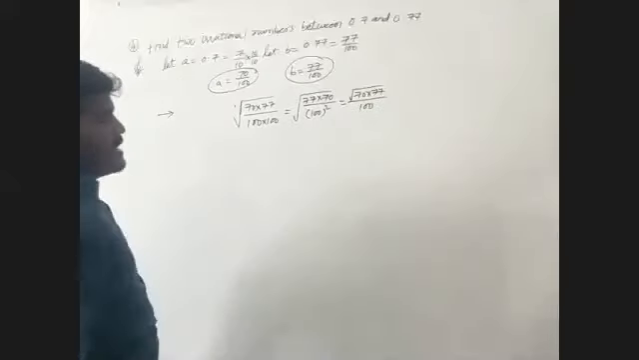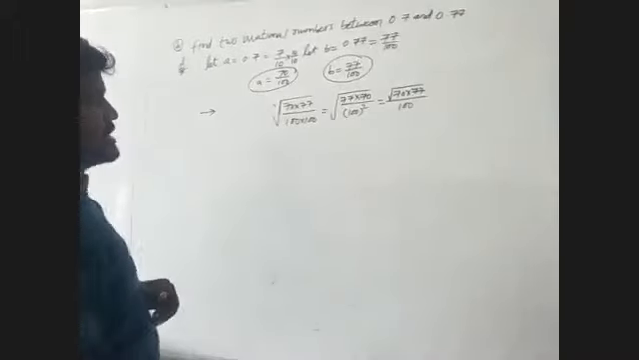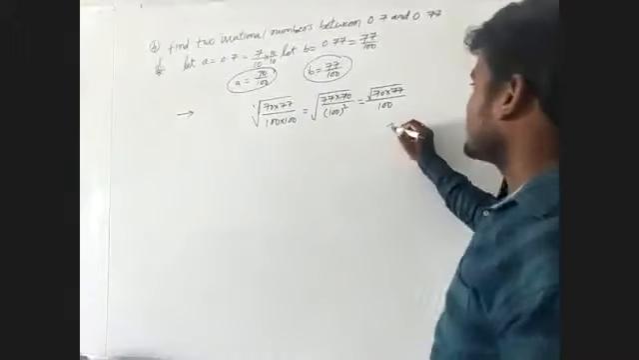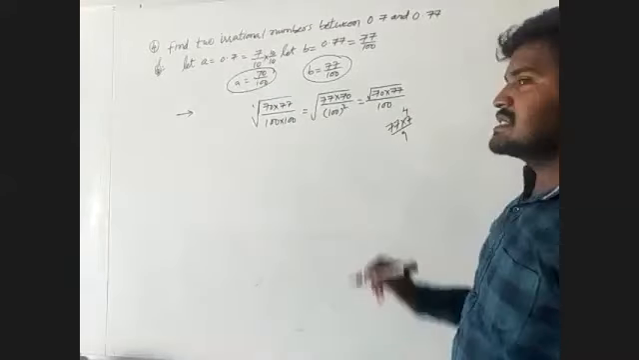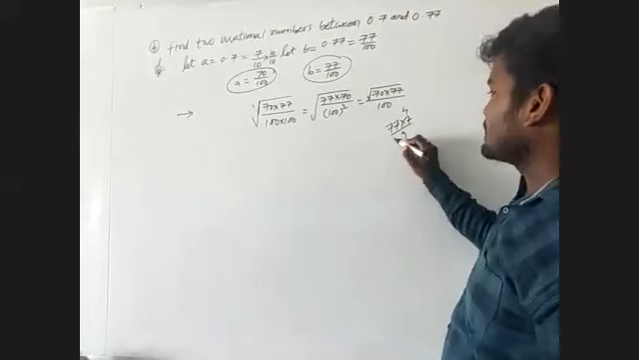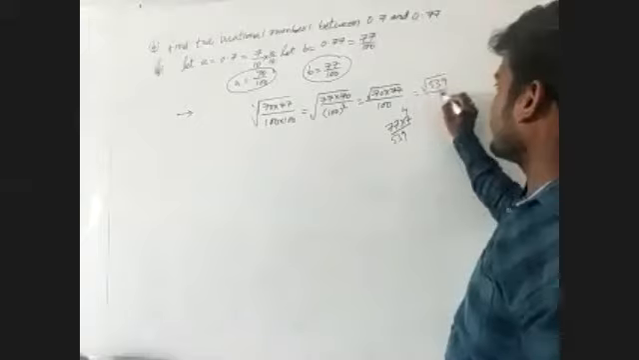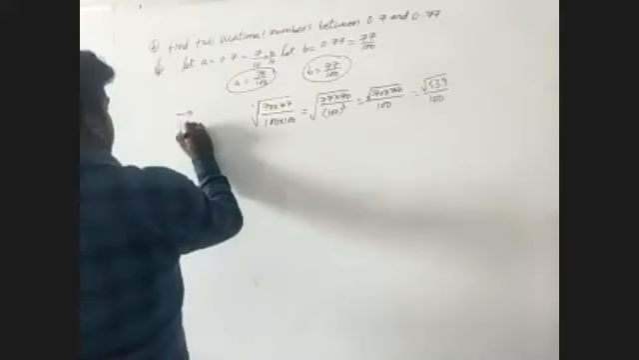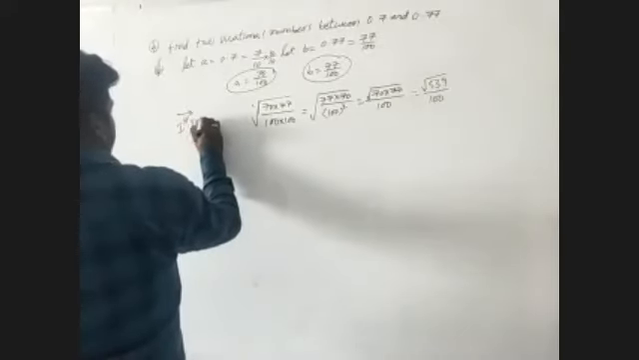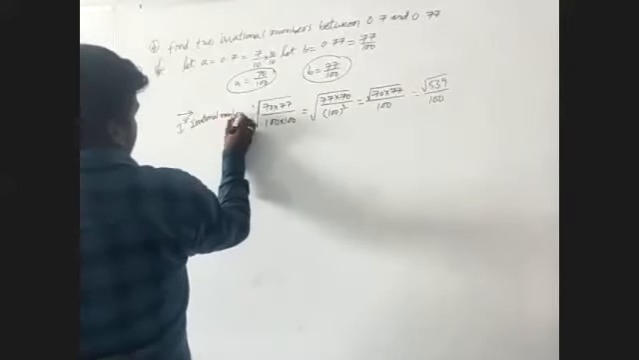Another way to take this value: I have to multiply 77 into 7. 7 sevens are 49, again 7 sevens are 49, 49 plus 4 is 53. That is root of 539 by 100. This is the first irrational number.